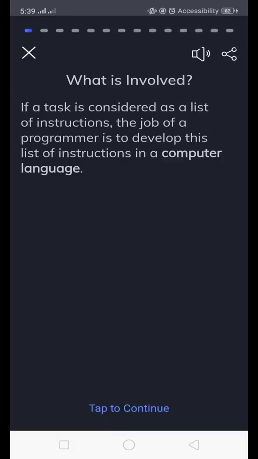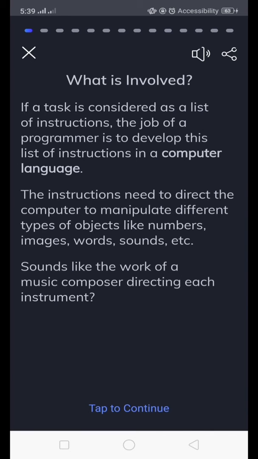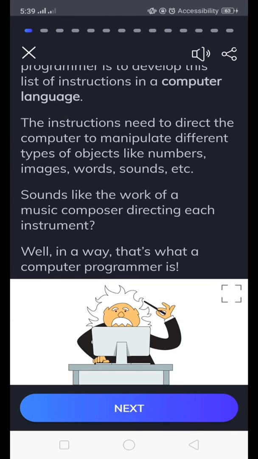If a task is considered as a list of instructions, the job of a programmer is to develop this list of instructions in a computer language. The instructions need to direct the computer to manipulate different types of objects like numbers, images, words, sounds, etc. Sounds like the work of a music composer directing each instrument? Well, in a way, that's what a computer programmer is.